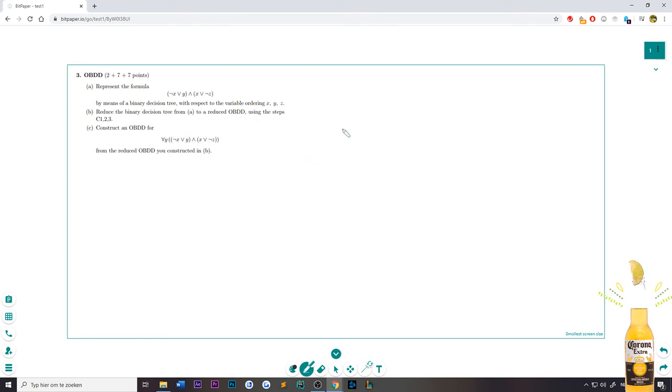Right, so we have a formula, (not x or y) and (x or not z), and we have to represent this by means of a binary decision tree with respect to the variable ordering x, y, z, right? So we're given the ordering. Since we're given the ordering, what you do is you just draw down the tree skeleton. Right, so this is what your tree is going to look like.